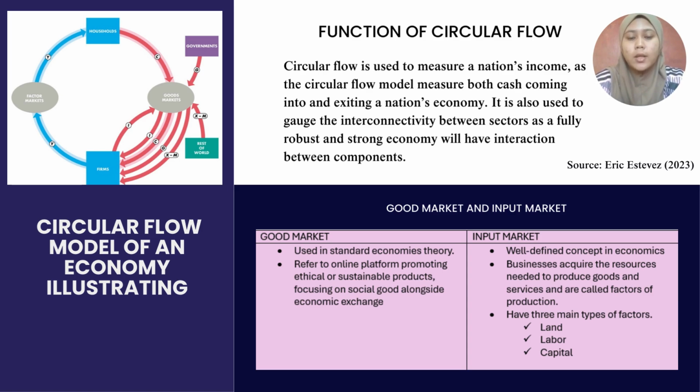The first one is land, or natural resources used in production, such as minerals. Next is labor. It's the human effort used in production, such as worker skill and experience. And the last one is capital. It's physical goods and financial resources, such as buildings.